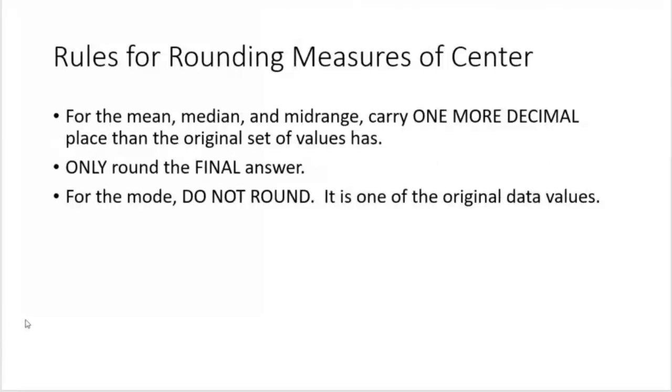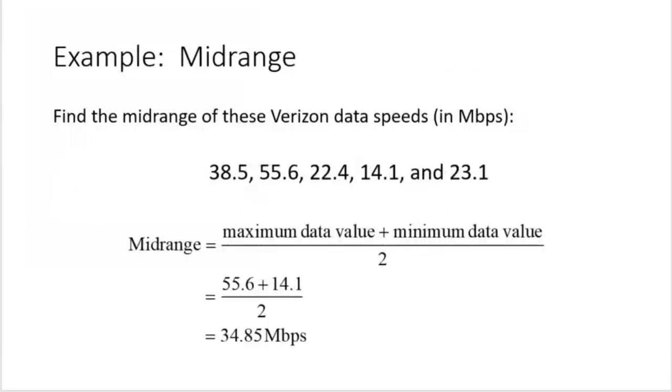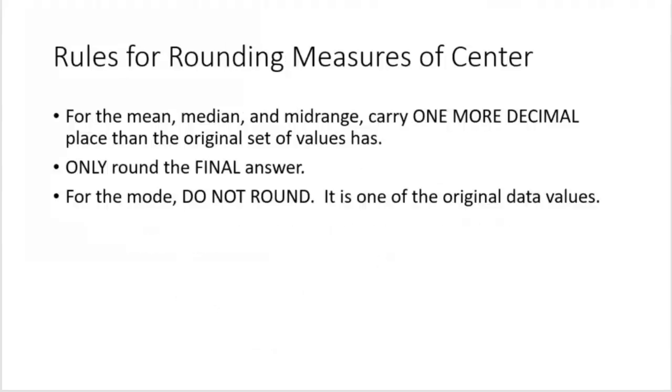Okay, now I mentioned that we would go back to the rules for rounding. I pointed this out when we did the mean, but I didn't say it specifically on all the other ones. For the mean, median, and mid-range, you carry one more decimal place than the original set of values has. So again, I pointed out that we were doing things that had one decimal place, and all of the examples had 2 decimal places.